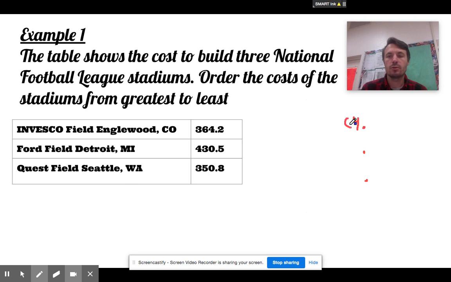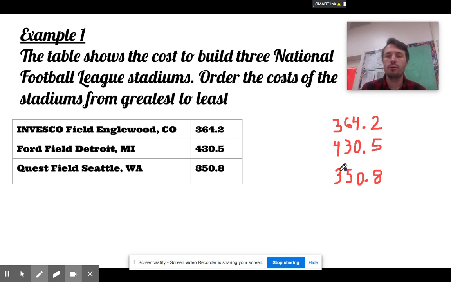So this one's 364 and 2/10. The next one is 430 and 5/10. And the next one is 350 and 8/10. And see, since we lined up the decimal points first, it made it so that we got all the place value positions stacked up on top of each other in the right place.